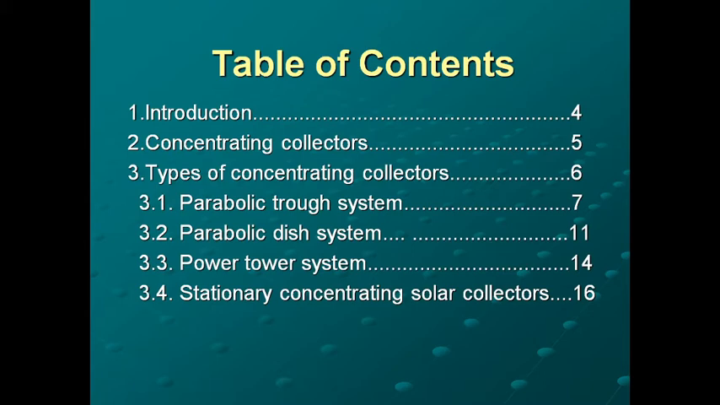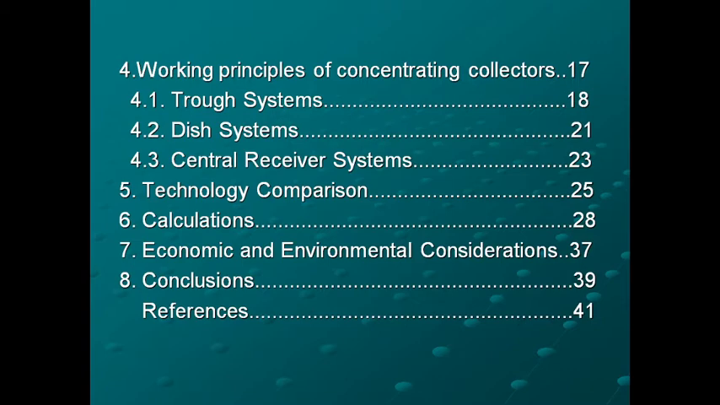So, these are the slides. First one is introduction, and then concentrating collectors, types of concentrating collectors, and types of concentrating collectors of mainly four categories: parabolic trough systems, parabolic dish systems, power tower system, stationary concentrating solar cells. Now we are going to understand the working principle of concentrating collectors, and then trough systems, dish system, central receiver system, technology comparison, calculations, economic and environment considerations, and lastly conclusions and references.